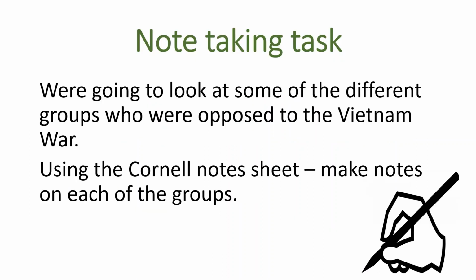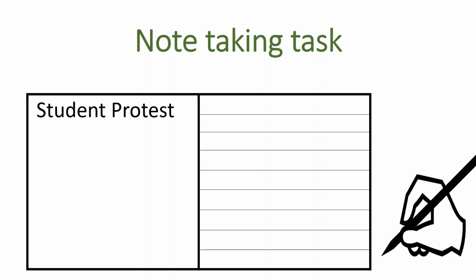So the first task you're going to do is the Cornell note-taking task. I'm going to go through a number of different groups who were opposed to the Vietnam War, and I want you to use the Cornell note sheets that I put in the Google Classroom to make notes on these different groups. If you're not part of the Google Classroom, I will put a link below to show you where you can get these documents.